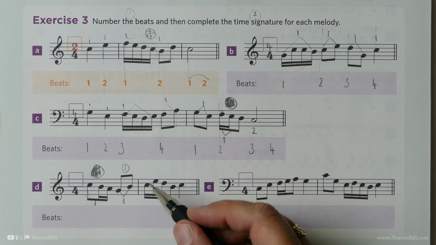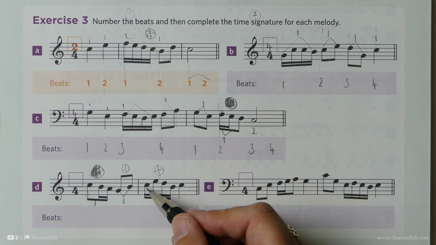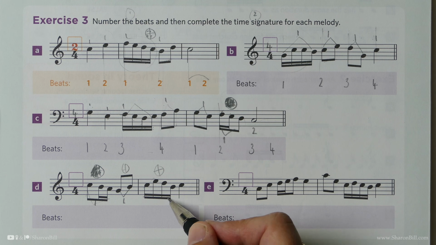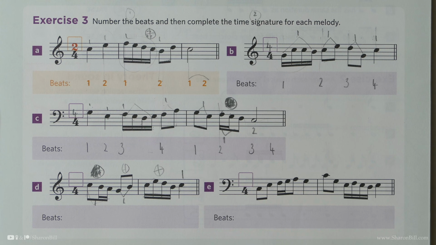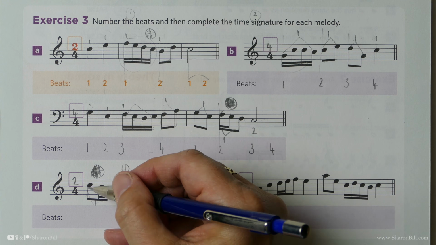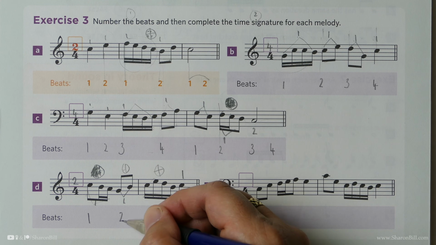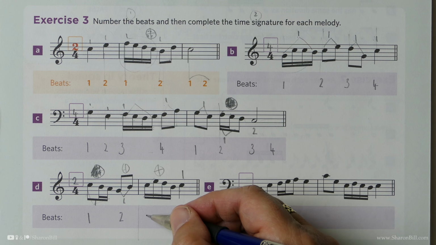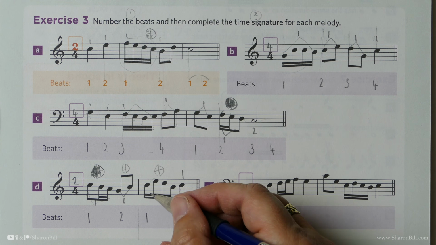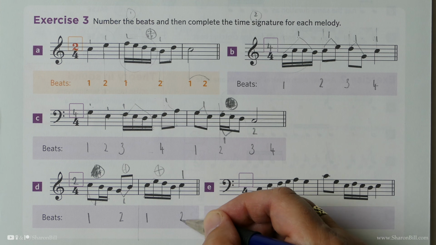Let's just double check that. We know that there are 4 quarters in 1. There's 1 beat, and we know that because they're all beamed together to show 1 crotchet beat. And there's our second crotchet beat. So there are 2 beats per bar. So here's the start of beat 1. Here's beat 2. That's the second half of beat 2. There's the end of the bar. Here's the start of beat 1. That's the remaining 3 quarters. There's beat 2.